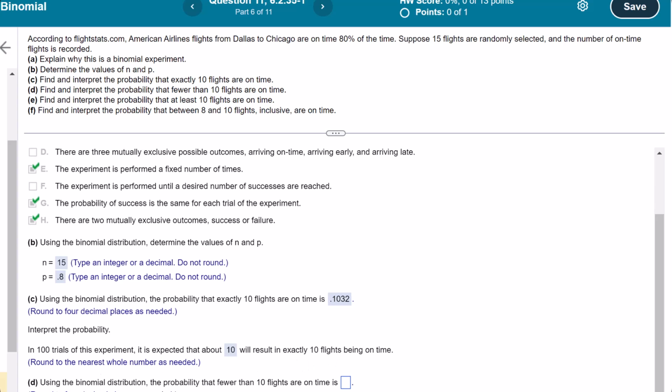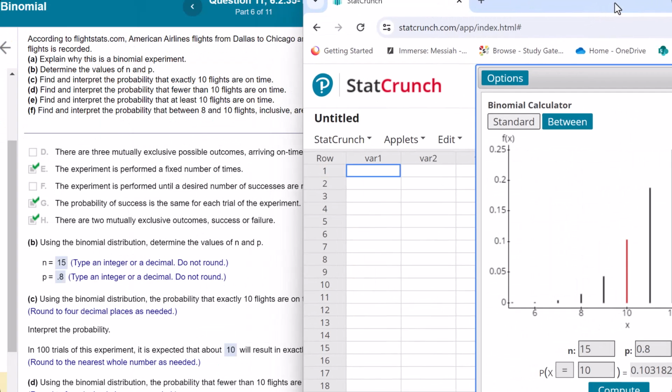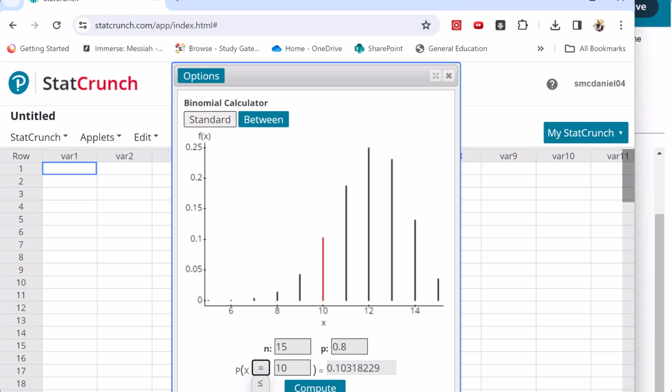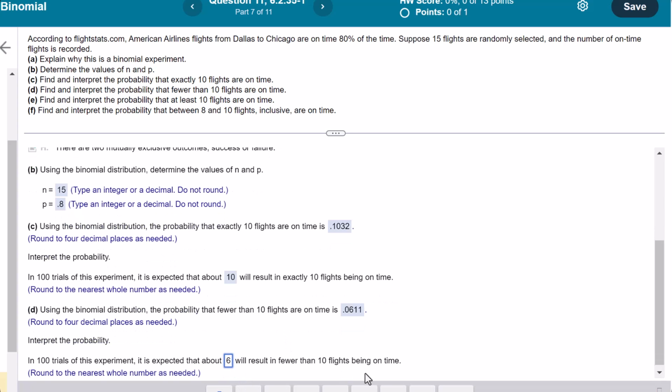Now, using the binomial distribution, the probability that fewer than 10 flights are on time is... Again, let's go back over to our applet. Fewer than, so we don't include the 10. Just less than 10, I get 0.0611, four places. Okay, interpret this one. In 100 trials of the experiment, it's expected that about 6, right, 6% of 100, about 6 of these will result in fewer than 10 flights being on time.